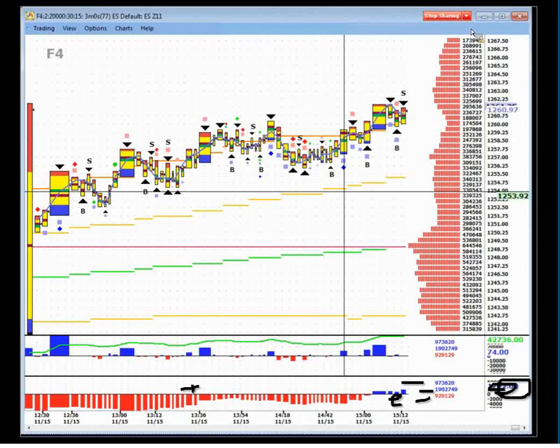Total net buying, it's in green. 74 contracts to the plus side on that particular bar.